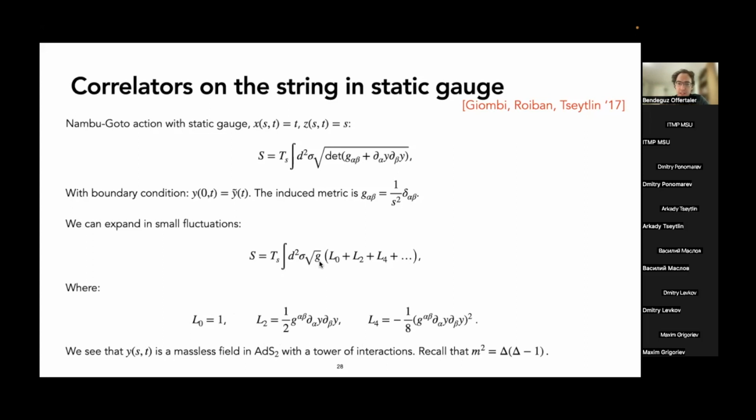The leading term just gives us the divergence for the worldsheet area that we saw before, that we interpret as renormalized into quark mass, so we drop it. The other terms tell us that the transverse coordinate is a massless field in AdS2 with a tower of interactions, the lowest of which is this 4-point 4-derivative vertex. So in order to compute boundary correlators on the string, we just compute Witten diagrams in AdS2 with these possible interactions.